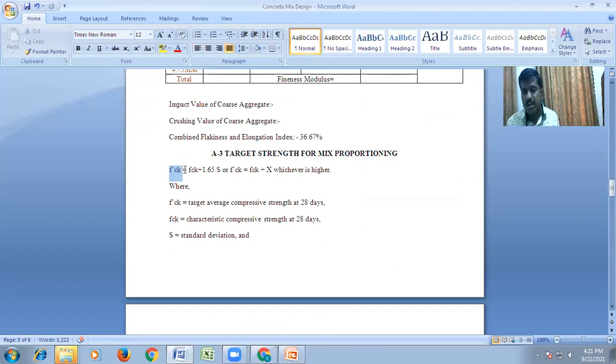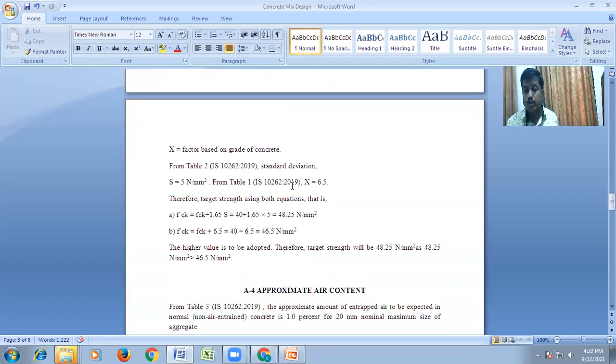What is the formula? Target mean strength f'ck equals fck plus 1.65 S. What is 1.65? This is the tolerance factor. And S is your standard deviation. Now you know these basic things very well. You use the formula f'ck equals fck plus 1.65 S, where 1.65 is the tolerance factor and S is your standard deviation. Then you are going to put in the values.